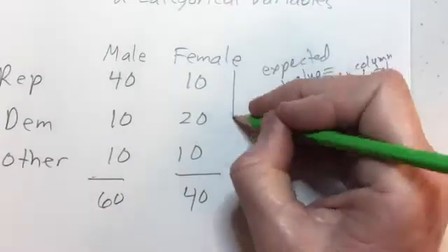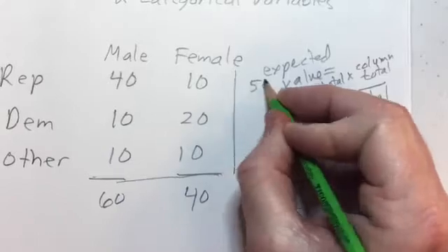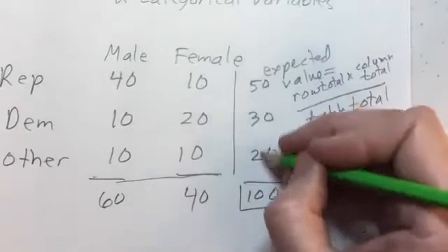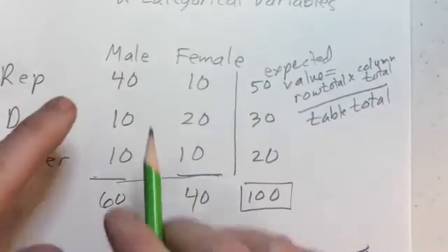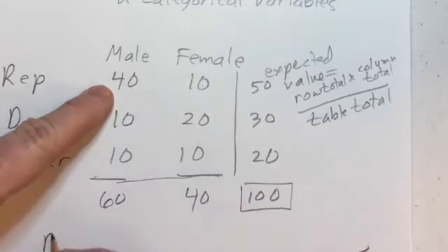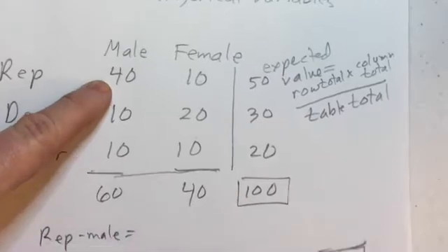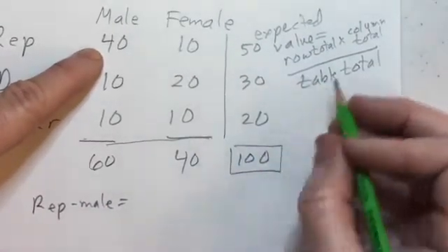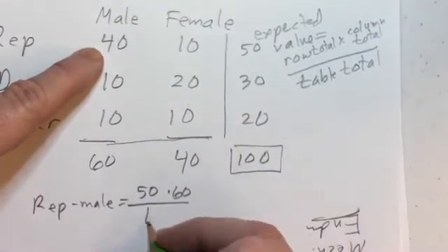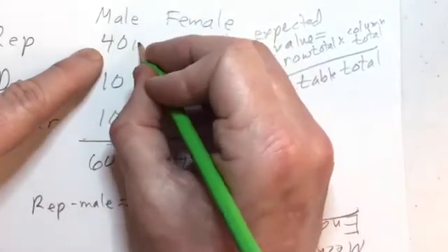Now, what about the row totals? Those are the column totals. The row totals, there's a total of 50 Republicans, there's a total of 30 Democrats, and there's a total of 20 other, and those add up to 100. And for each cell, like this top cell here, what's its expected value? Well, for the Republican males, its expected count is going to be its row total 50 times its column total 60 over its table total, which is 100, and if you multiply that out, is 30, so this is 30.